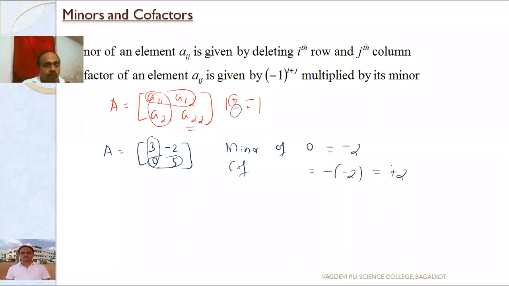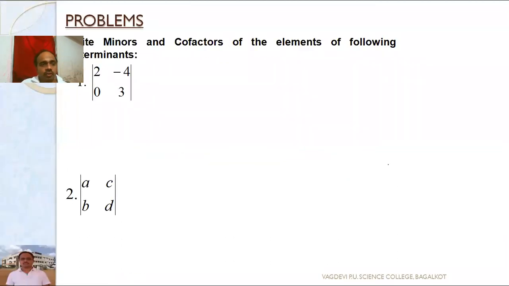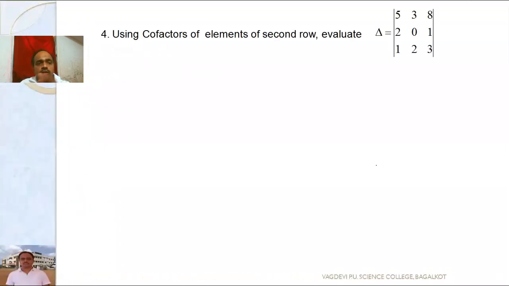In a 2 cross 2 matrix, we get 4 elements, so we get 4 cofactors. And in a 3 cross 3 determinant or matrix, there will be 9 elements. For all the 9 elements, you have to write the cofactors. Is it clear? Yesterday we have done some problems, finding the minors and cofactors of these elements. So we'll go to question number 4.